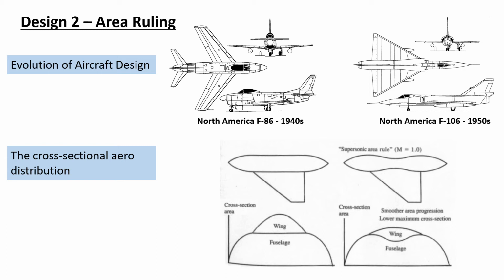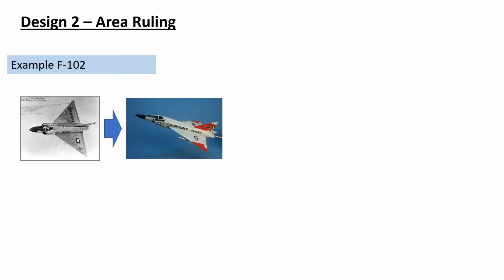So this is the so-called area ruling, and the area ruling is to maintain a smooth transition of the cross-sectional area distribution, and this, by experimental evidence, enables reduction of aircraft drag. So this is a design concluded from experiments, or wind tunnel experiments, and we can see some other examples.